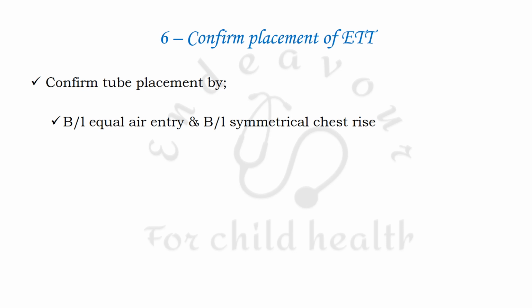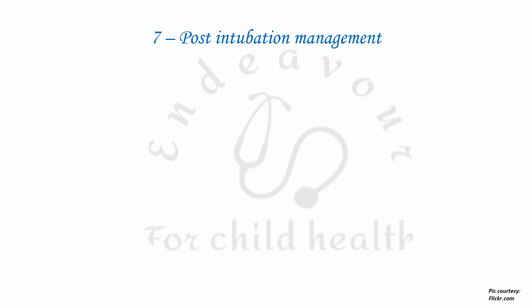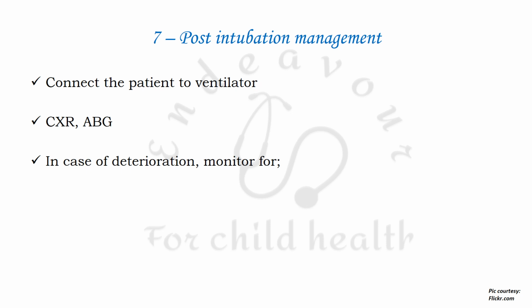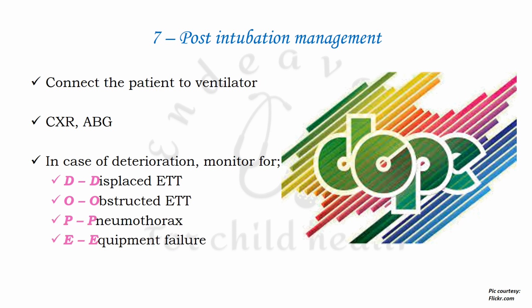After intubation, you must confirm the placement of the endotracheal tube by looking for bilateral equal air entry and bilateral symmetrical chest rise, presence of vapors in the endotracheal tube, sustained improvement in SpO2, and detection on the end-tidal CO2 meter. Then you have to do the post-intubation management, which includes connecting the patient to a ventilator, chest X-ray and ECG. In case of deterioration, you must monitor for DOPE.